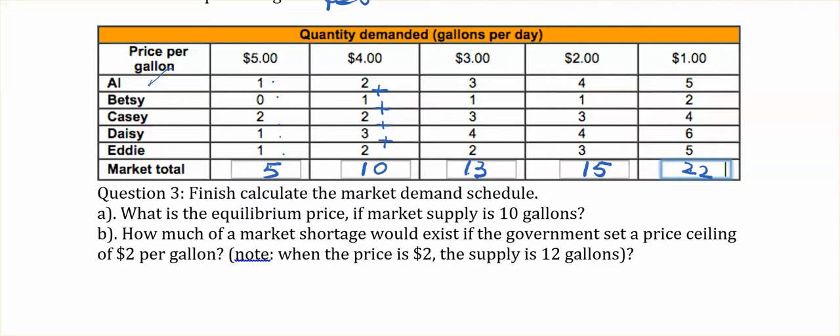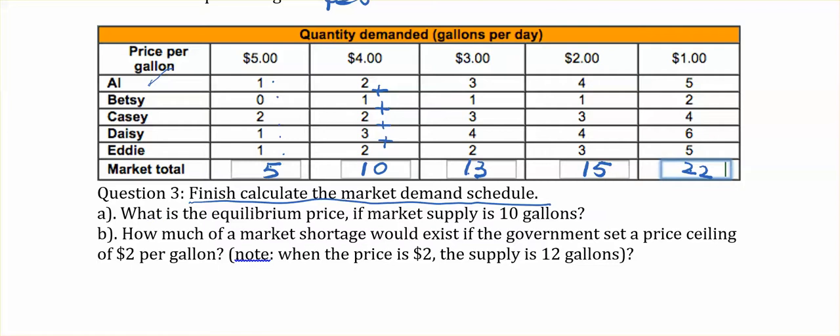So you can see, as we mentioned in class, the demand curve is a downward straight line or downward curve, which reflects that as the price increases, the demand decreases, and you can see the proof here. As the price goes down from $5 to $1, the market demand increases from 5 gallons to 22 gallons. So now we have finished the first question, calculating the market demand schedule. And then we move to the next question.